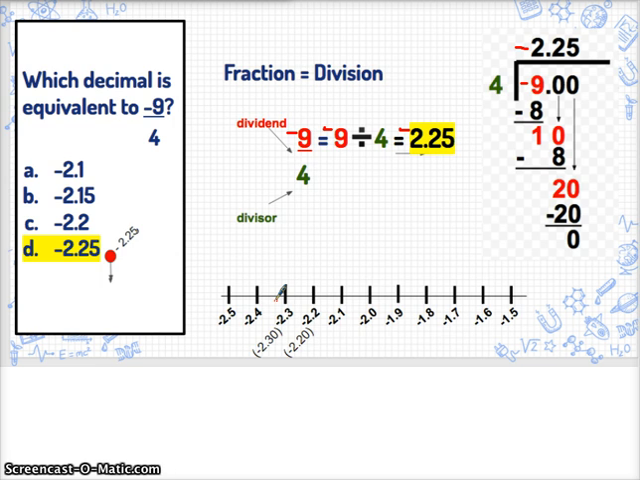So if you rewrite the tenths as hundredths, since that's what we have in our answer, negative 2 and 25 hundredths, you will see that negative 2 and 25 hundredths will be between negative 2 and 20 hundredths and negative 3 and 30 hundredths. In fact, it'll be exactly halfway between. So we can put the dot right here in between negative 2 and 2 tenths and negative 3 and 3 tenths.